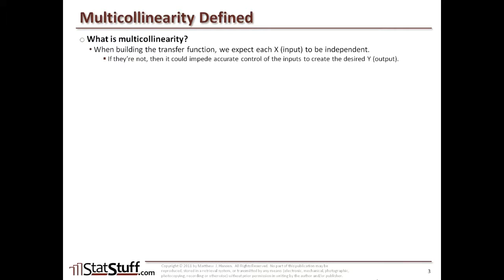Because if they're not independent of each other, then it could mean that there's not accurate control of those inputs in order to create the desired output, or that y. Well, multicollinearity, again, is when there's two or more of those independent variables that are found to have an interdependency. They're not exclusively independent of each other, but there is some relationship between these x values or the inputs where we're expecting or hoping for independence.